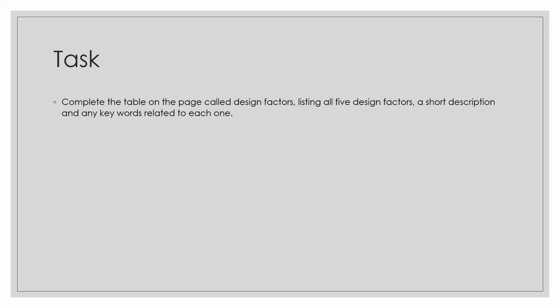Now that we've covered all the design factors, what I'd like you to do is complete the table on the page called Design Factors within your own space of the class notebook. I would like you to list all 5 design factors and put a short description in your own words for each design factor. The last thing, which is really important, is I would like you to pull out the key words that are related to each design factor. You may need to rewind this video and just listen to my descriptions again to identify what are the key words that I'm using for each design factor. Just pause the video now and go and do that.